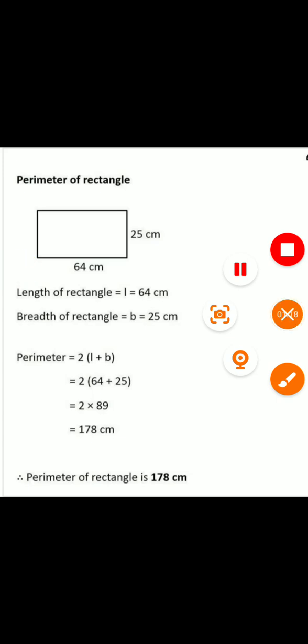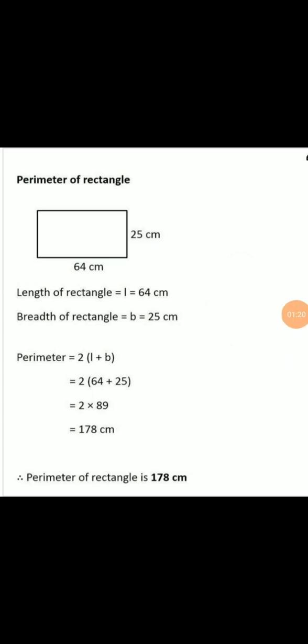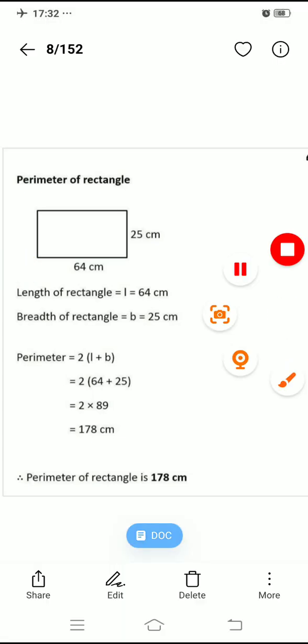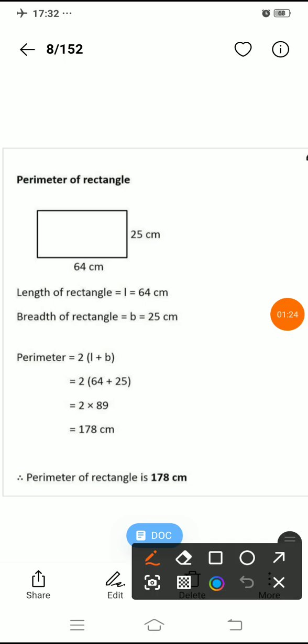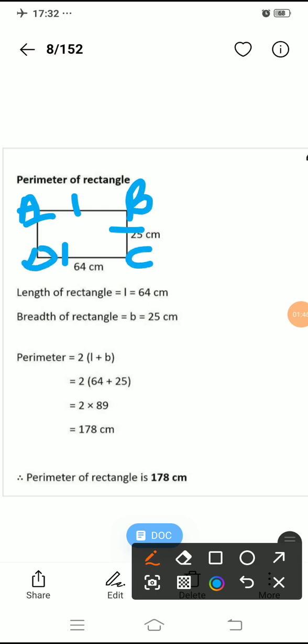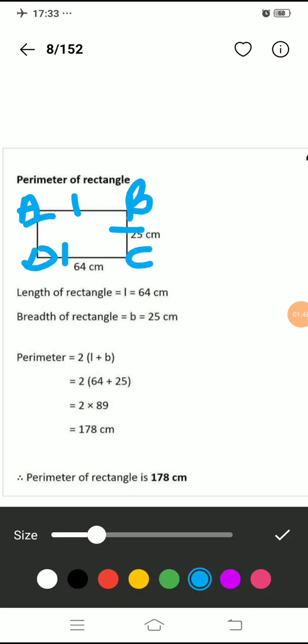As in this question, you can see better that here we have 2 lengths, and on the other side we have 2 breadths. So if we have to find the perimeter, we have to add all the boundaries. Like if we name it A, B, C and D, how will we find its perimeter? We will find it like this.